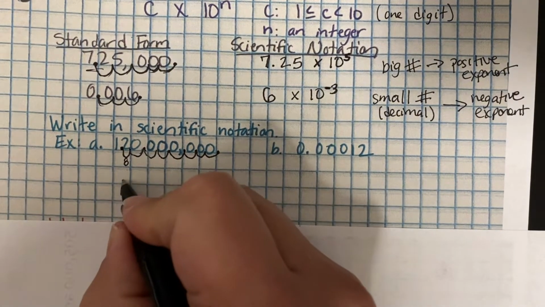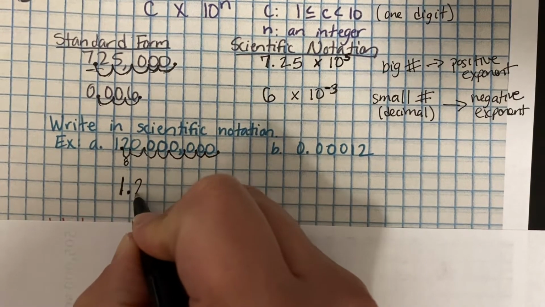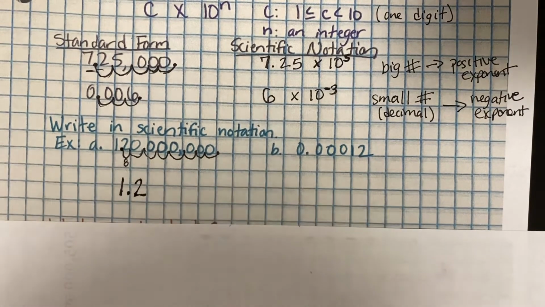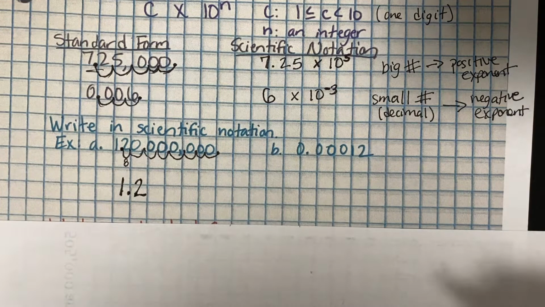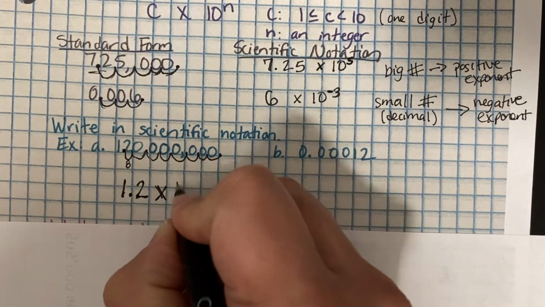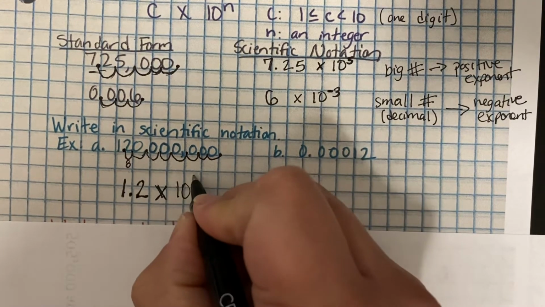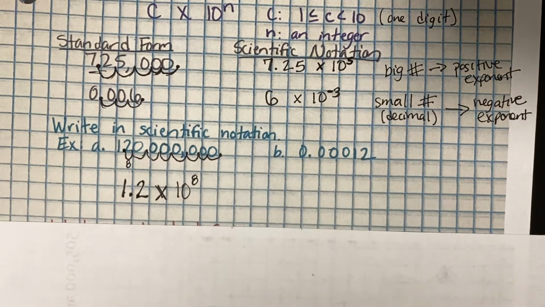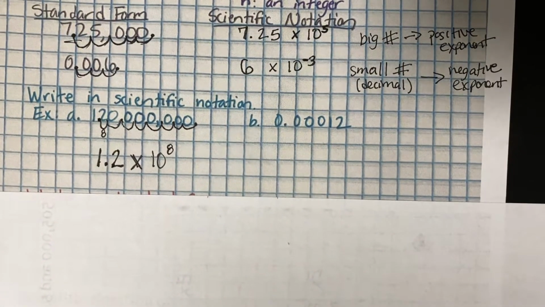My number I have out front is 1.2. Our goal is to get rid of those zeros so I don't have to write them. Times 10, and I moved it 8 times. So that's my scientific notation.